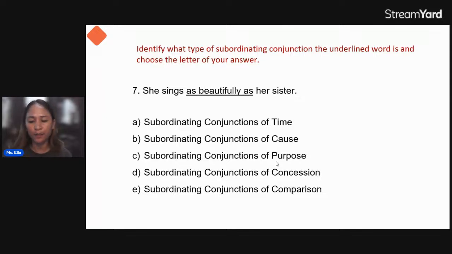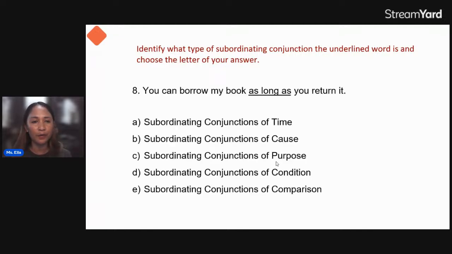Okay, so for number seven, the correct answer is letter E. It's subordinating conjunction of comparison. It's comparison because you compare how she sings and how her sister sings, as beautifully as her sister. They're both singing beautifully, or they both have beautiful voices. Now how about number eight?